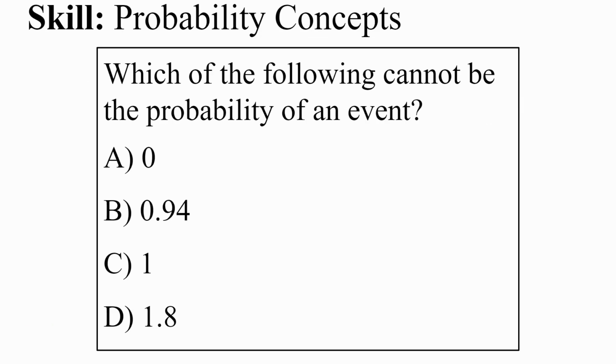So here's just a really brief example. It says, which of the following cannot be the probability of an event? Well, I'm just looking for numbers that aren't between 0 and 1. So 0, 0.94, and 1 are all acceptable. 1.8, however, is too large. So that cannot be the probability of an event, so that's the answer.